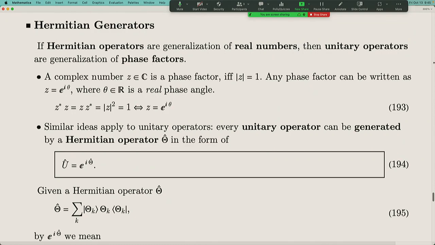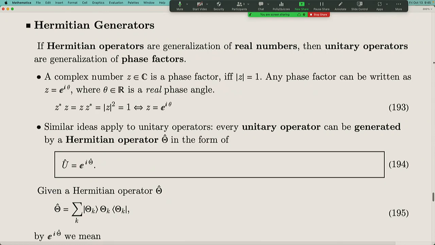z is a unitary complex number, meaning that the norm of z is 1. If the norm of z is 1, then z must be able to be written as e to the i times a real number. A real number is like a Hermitian operator. So that's the same idea. Every unitary complex number can be written as e to the i times a real number, right? Or any real number, if you raise it to the exponent with an i in the front, then it gives you a unitary, or norm 1, complex number. So it's both ways. The simple idea also applies for operators.